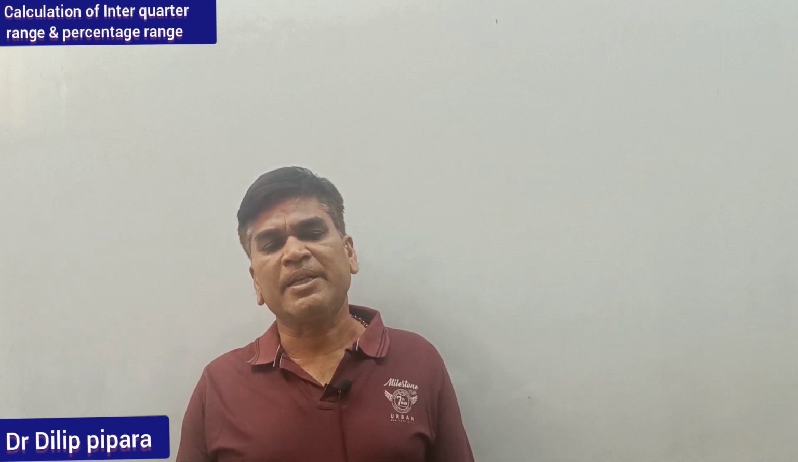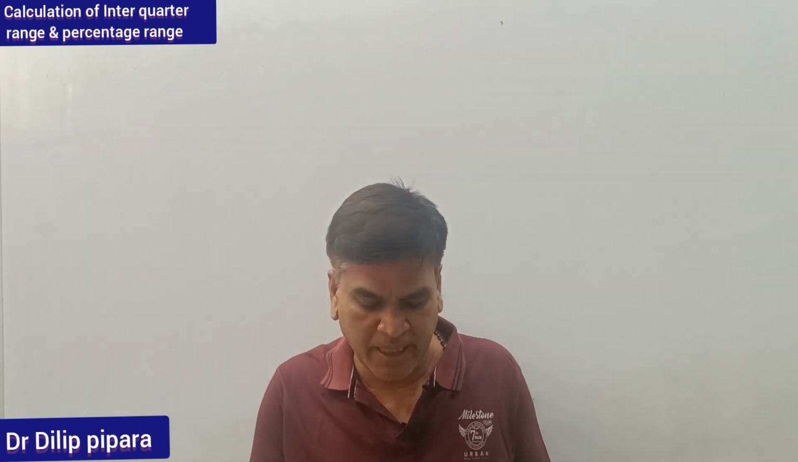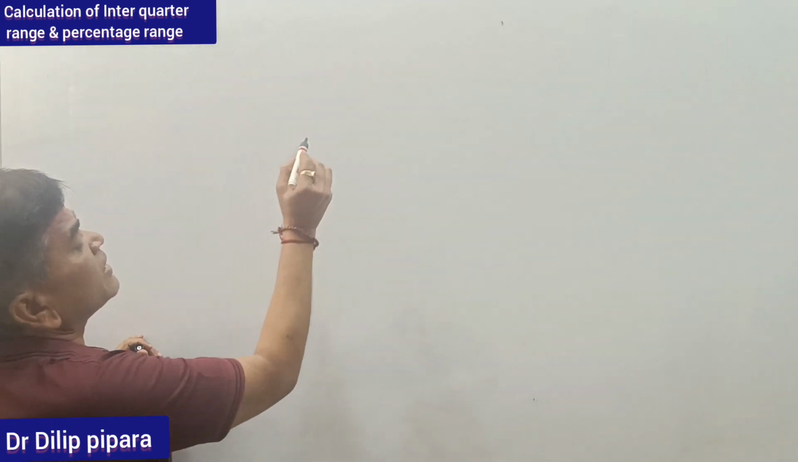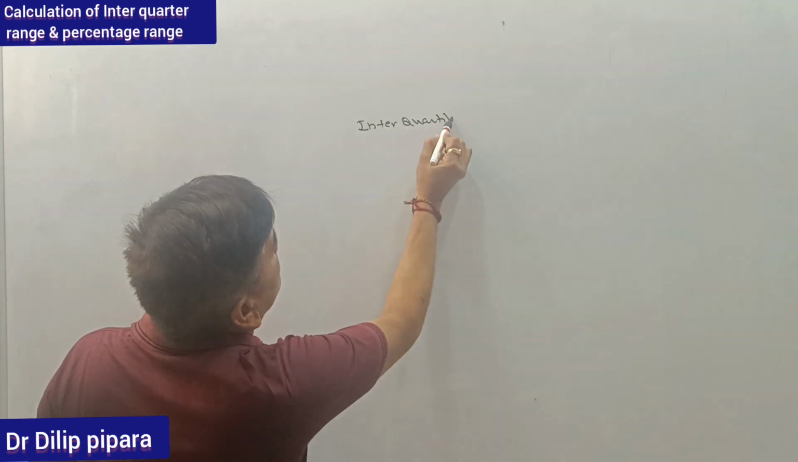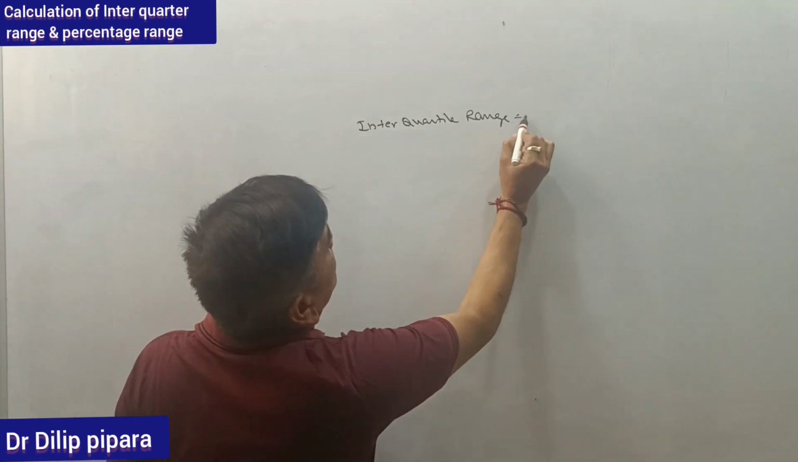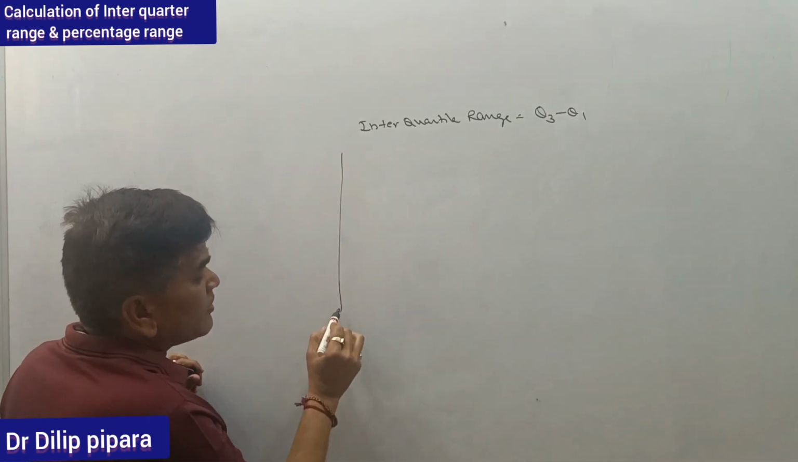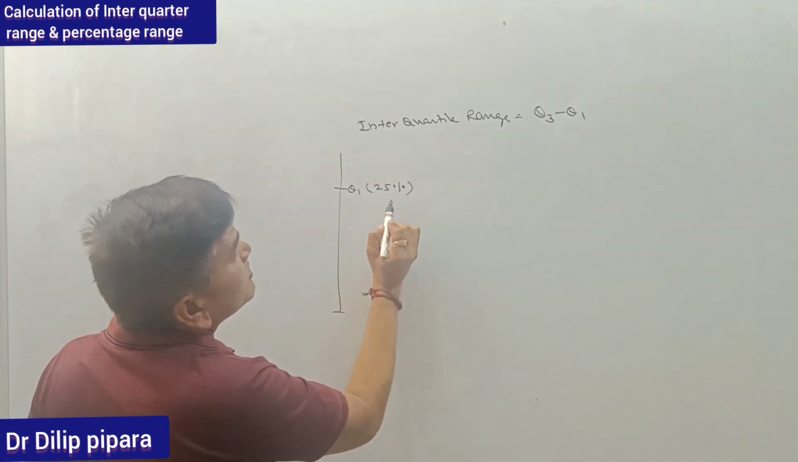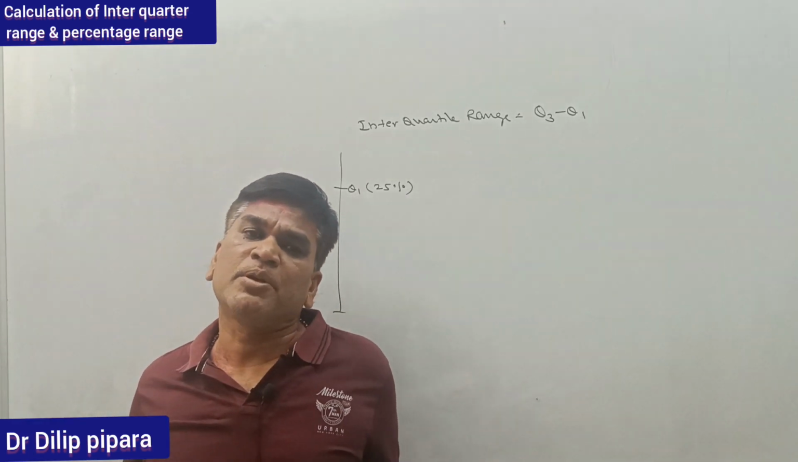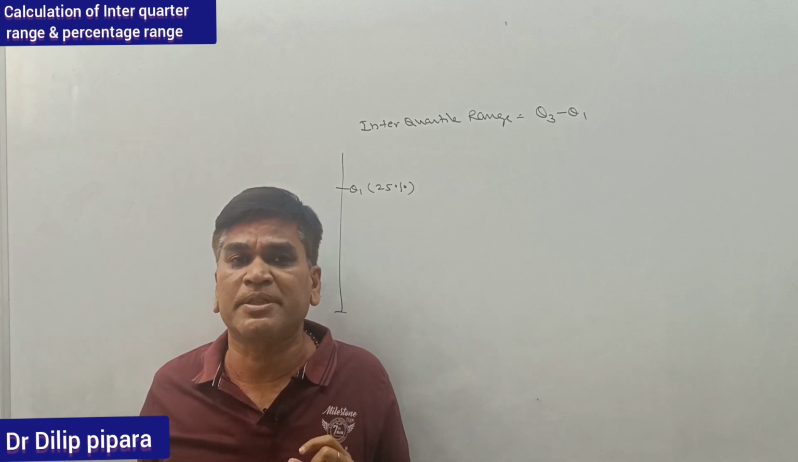If we are to calculate the dispersion of the middle 50% of the data, then we have to calculate the interquartile range. So here we have the interquartile range, which is Q3 minus Q1, because the quartiles divide a series into 4 parts. Each part contains 25% of the data.